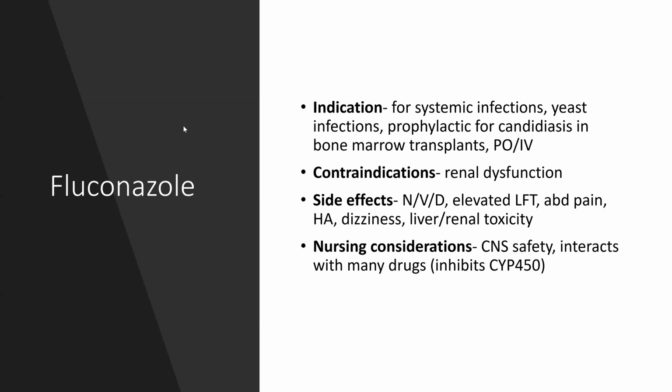Okay, so we're going to start with fluconazole. This is used for systemic infections such as yeast infections. It can be prophylactic for candidiasis in bone marrow transplant patients. It can be given either by mouth or IV. Some contraindications are going to be in someone who has renal dysfunction. Side effects with this are nausea, vomiting, diarrhea. You can see elevated liver tests. You could also have abdominal pain, headache, dizziness. It does cause liver and renal toxicity.